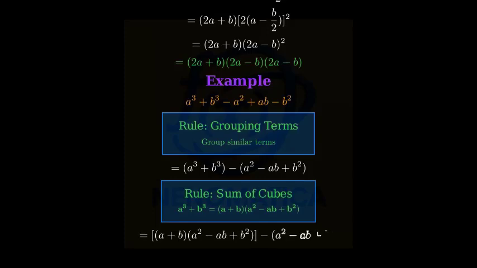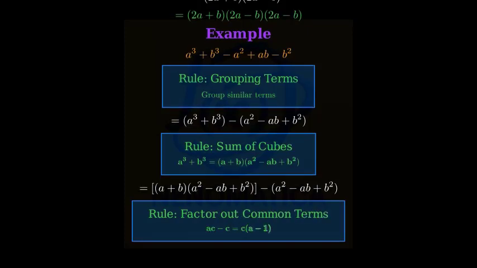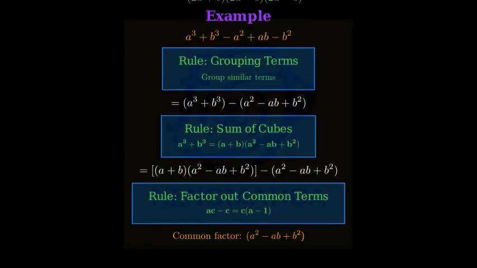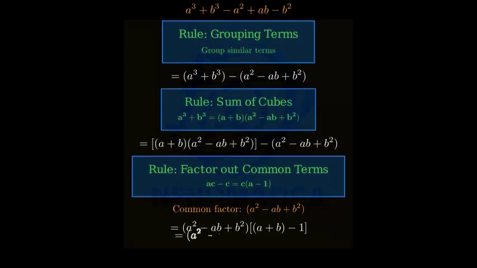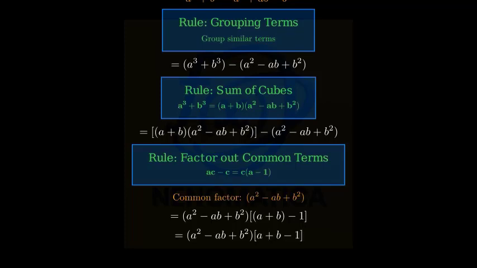Let's simplify the bracket. (a² − ab + b²) appears in both terms. We can factor it out. Let's simplify the bracket. (a + b) − 1 equals a + b − 1. So our final factorization is (a² − ab + b²)(a + b − 1).